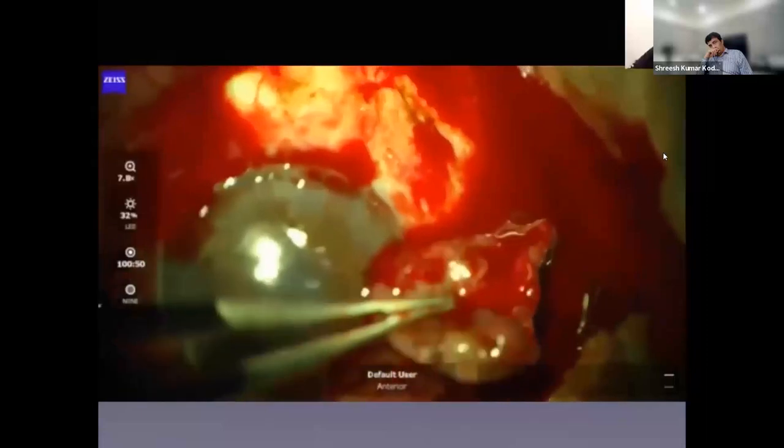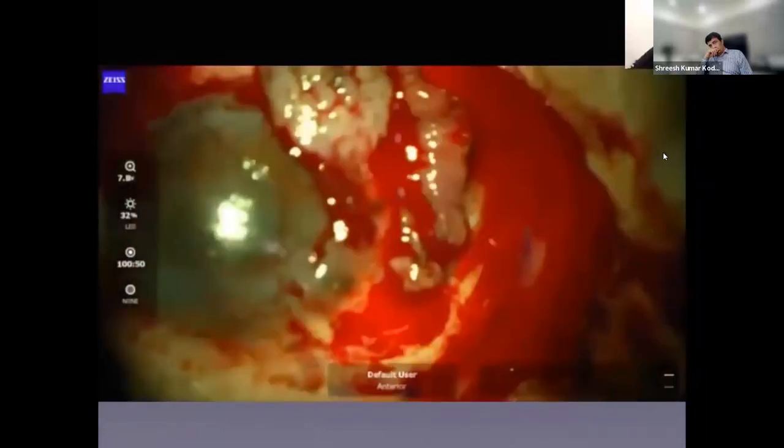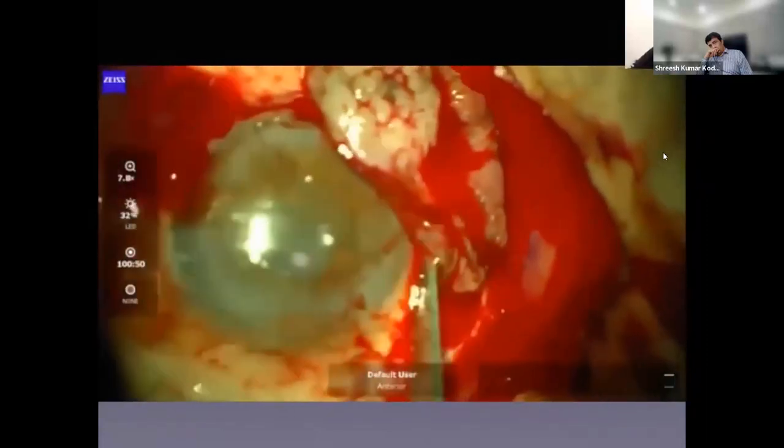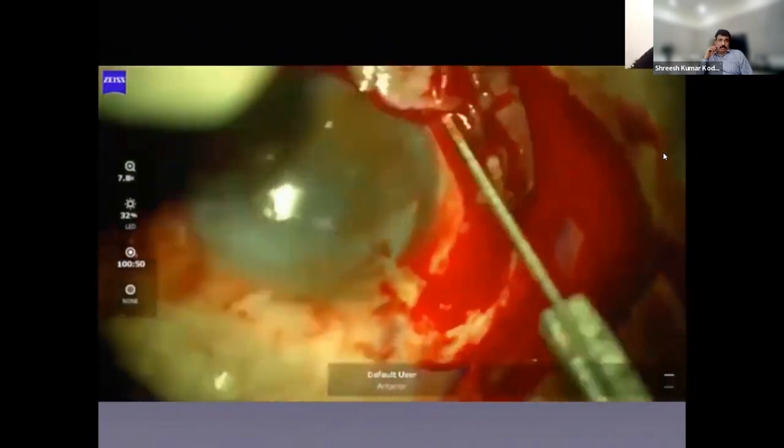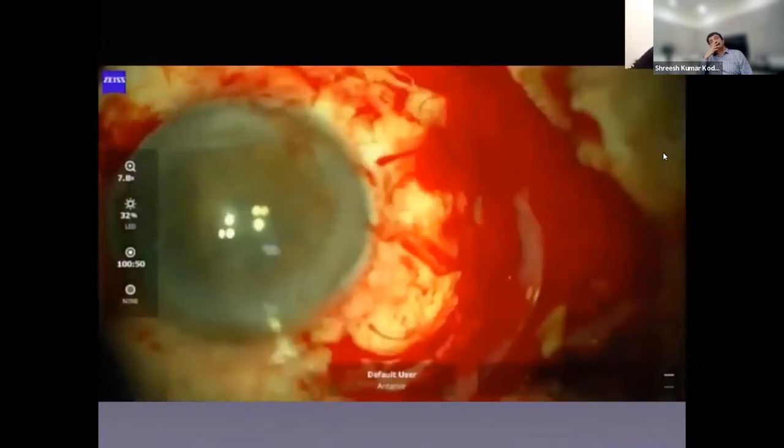Once the base of the lesion was reached, luckily there was no infiltration in the underlying sclera. Once the base was separated, even the epithelium was scraped off and the whole tissue in toto was sent for histopathology on a Whatman's filter paper. After the lesion was removed, hemostasis was achieved.